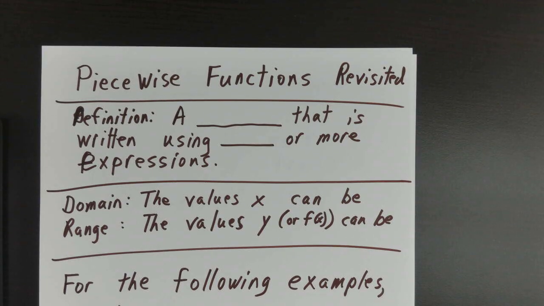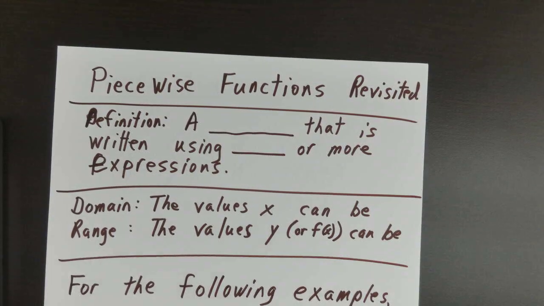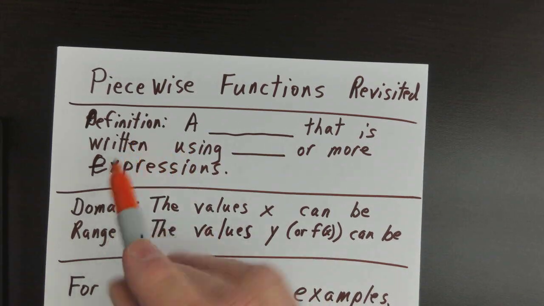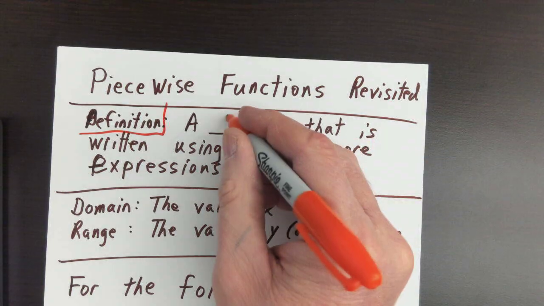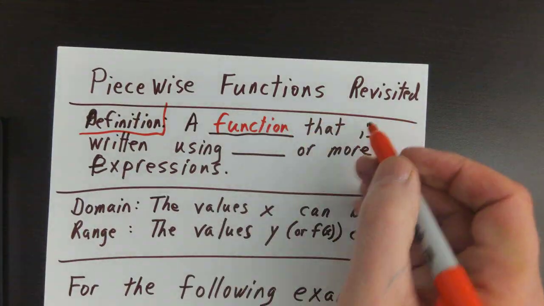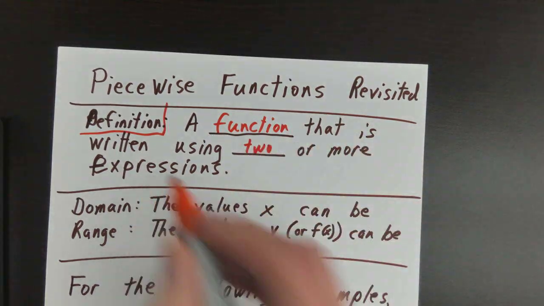Hi everybody. We have piecewise functions, which we're going to revisit, and the one more thing we're going to add is the domain and range of piecewise functions. Now, definition: a piecewise function is a function that is written using two or more expressions.